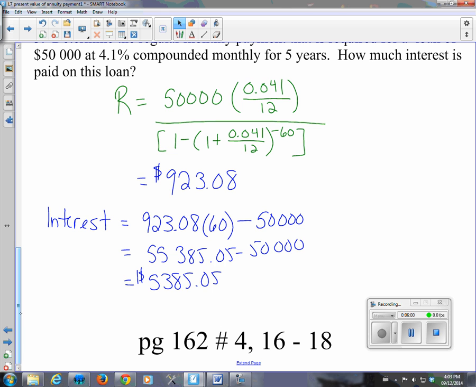Okay, so there are some questions for you to try. Again, you need to be familiar with how your calculator works with these formulas.